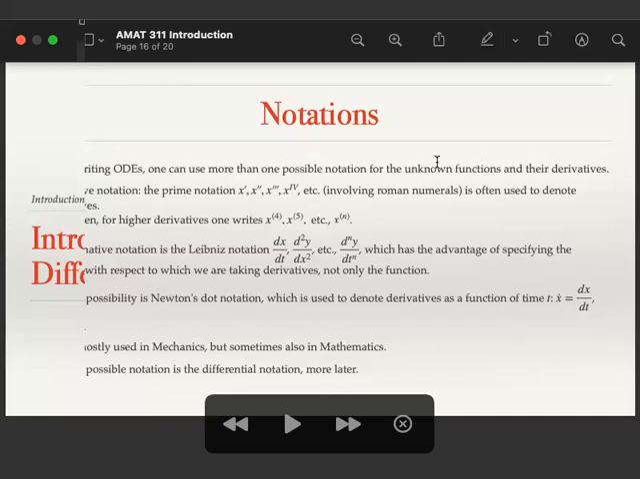So two of the types that we study, namely homogeneous type equations and exact type equations, are often written using differential notation. So when we study those types, we have to talk about differential notation because traditionally they are written using differential notation.